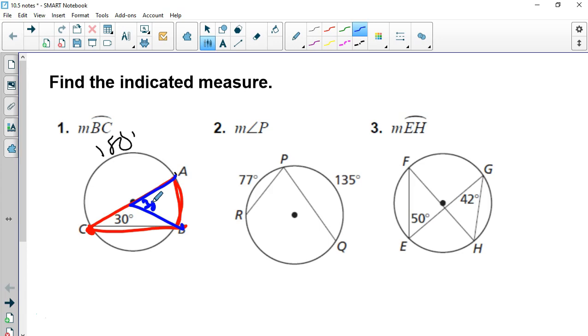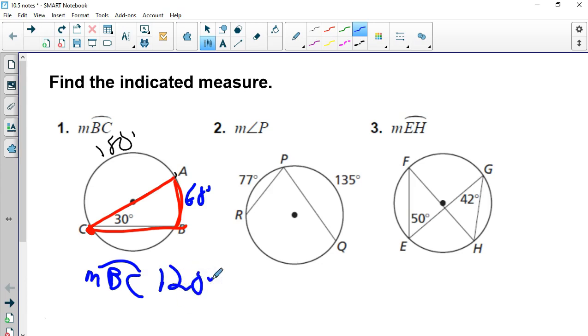But we're talking about this angle. So remember, it's a 2-to-1 ratio, so that means this is 60 degrees. So if we add those two together and subtract from 360, then the measure of BC, the arc, is going to be 120 degrees.